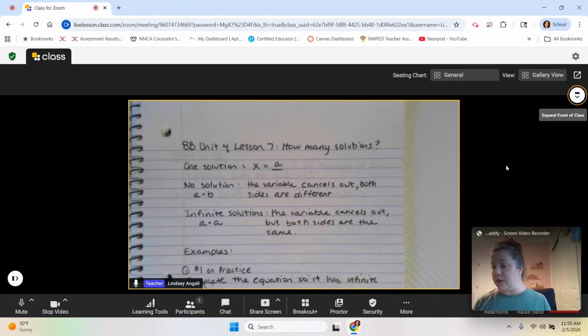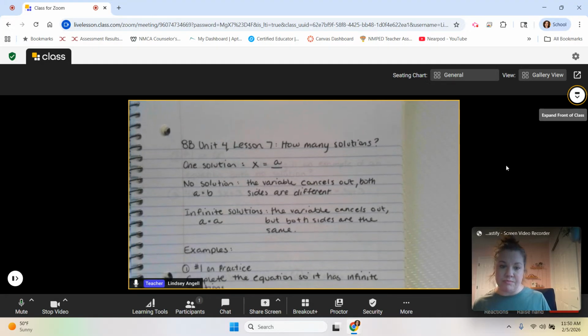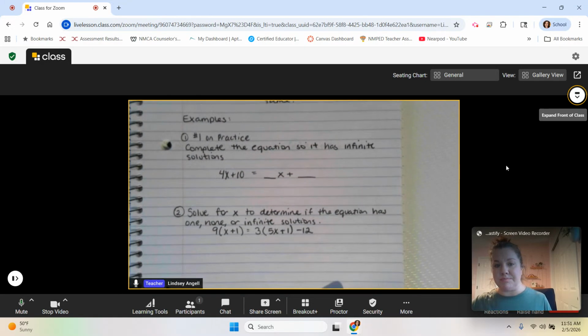Okay? Infinite solutions, the opposite happens. The variable cancels out, but both sides are the same. So it might say 7 equals 7. It's like, yeah, that's true. So it doesn't matter what number you put in there, and it will always be true. Okay? So let's look at some examples.